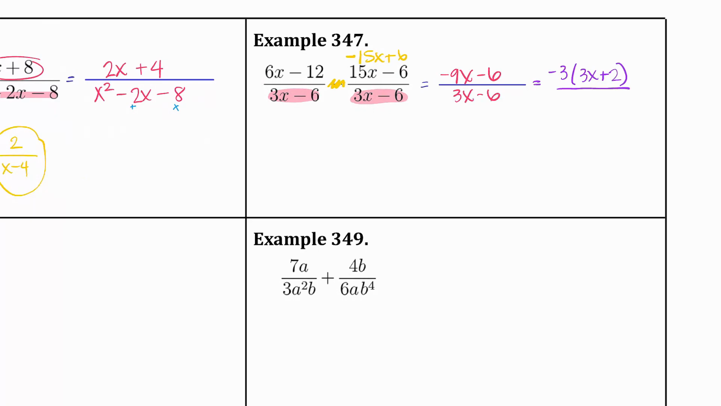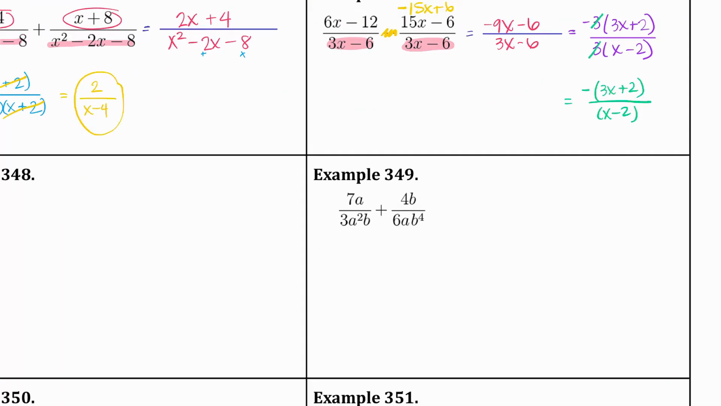On bottom, we can take a 3 out, and I'm left with just an x minus 2. Okay, we can't cancel our binomial factors there, but I can cancel this and this. So we're left with, we still have that negative 3x plus 2 divided by x minus 2. And we can leave it like that. If you wanted to distribute that negative back in, you could. It's going to be equivalent either way.